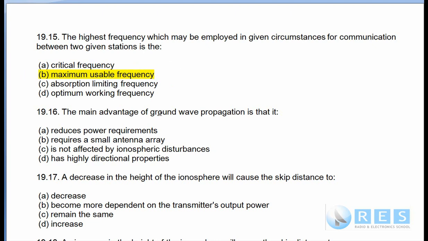19.16, the main advantage of ground wave propagation is that, well, it doesn't rely on the ionosphere. Have we got that? It is not affected by ionospheric disturbances. Ground waves have nothing to do with the ionosphere. Neither do direct waves. They go directly from one antenna to another and have nothing to do with the ionosphere.